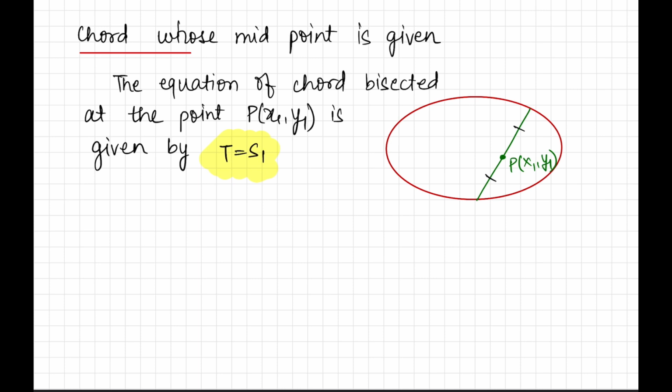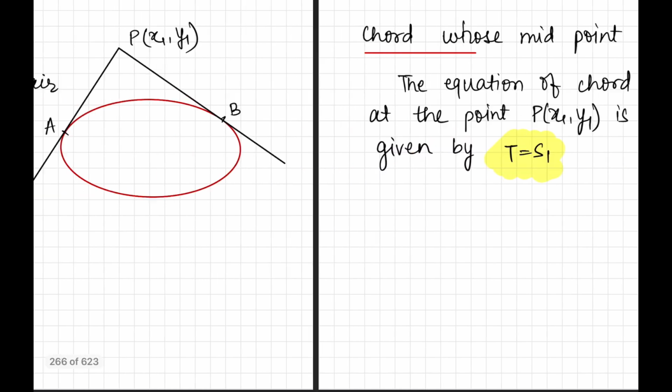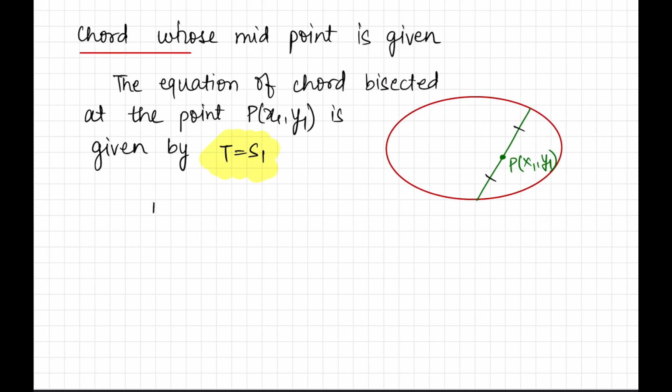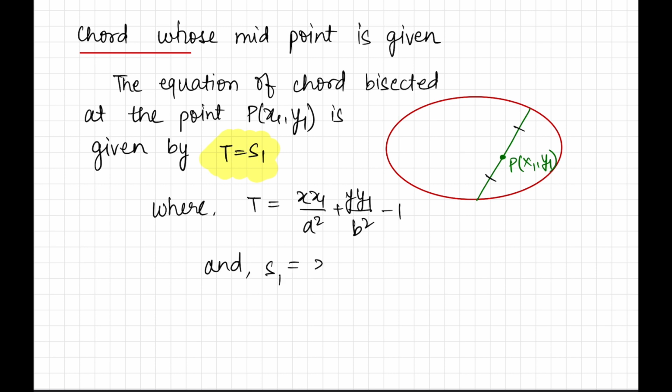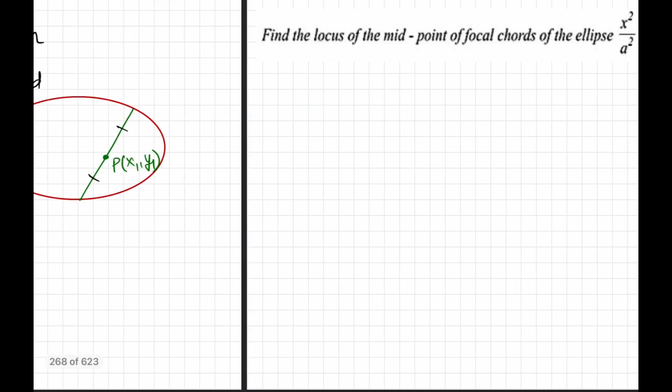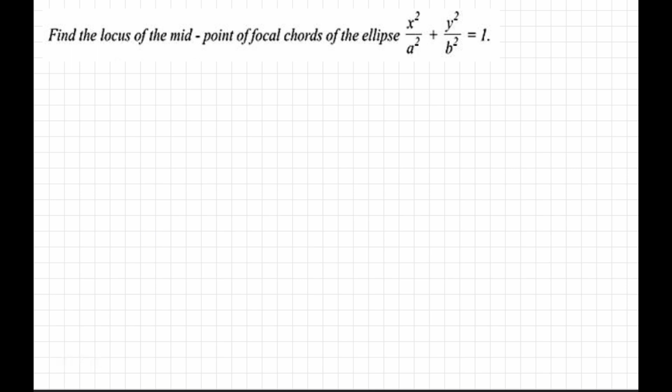Now here T and S1 are the same as we had in the previous case. So let us again discuss them. T is basically x1 by a square plus y1 by b square minus 1, and S1 is x1 square by a square plus y1 square by b square minus 1. So this is about the chord whose midpoint is given to us. Now let us discuss a question based on this concept.